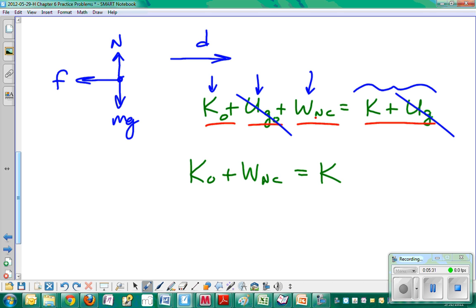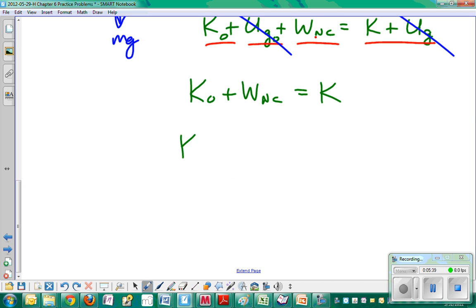And in our case, what's the final kinetic energy? 0. Why is it 0? Because it comes to rest, right? The puck has come to rest. So we could say that K naught, that's our initial kinetic energy, 1/2 mv squared, plus the work done by friction, that's the non-conservative force, is going to be equal to 0. So the work done by friction has got to be equal to, well, let me do it this way actually. Kinetic energy is going to be equal to the negative of the work done by friction.